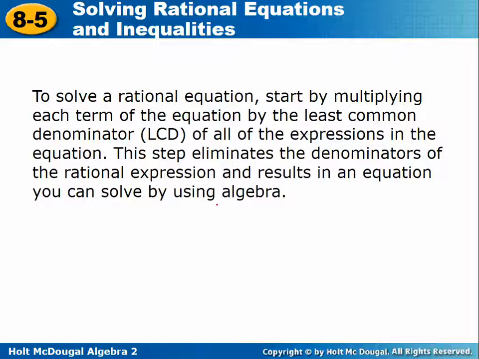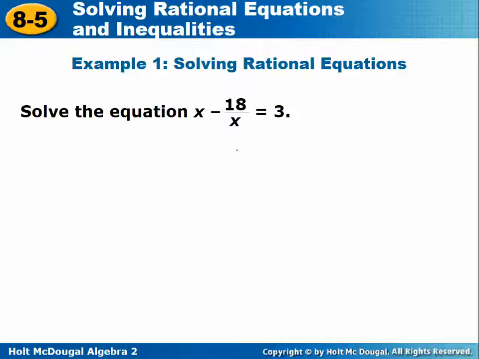What we're going to do is start by multiplying each term of the equation by the least common denominator. This eliminates all the denominators in the rational expressions, and results in an equation that you can solve by using the same algebra that you've used before. However, when we do this, we have to consider that there are values that x cannot be equal to, because it's in the denominator and we cannot have the denominator equal 0.